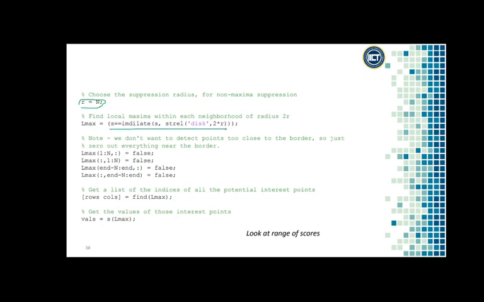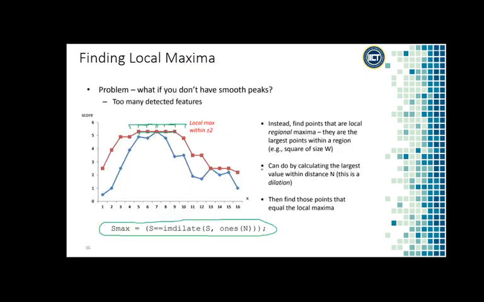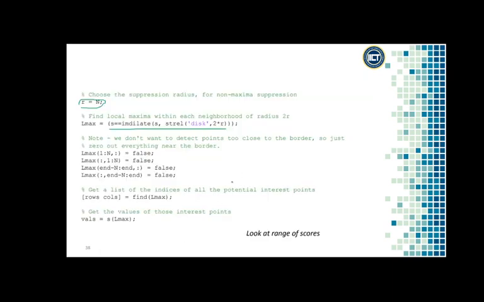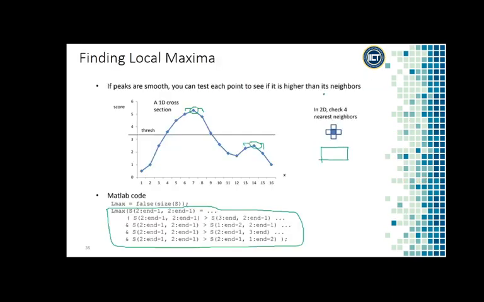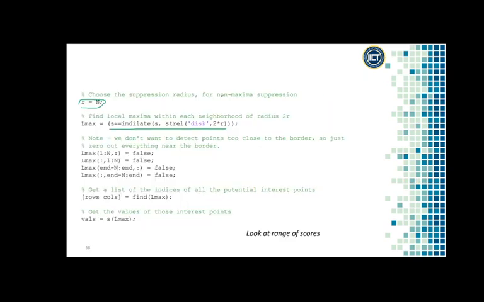We have already shown you that this command is used for dilation of suppression, so we are applying this operation here. Note that we do not want to detect points that are too close to the border. Remember this problem which I already explained. To avoid it, if the points are near the border, we zero them.